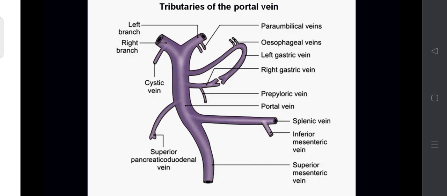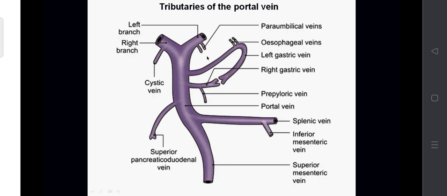This figure shows the tributaries of portal vein. Here we have portal vein formed from superior mesenteric and splenic vein. Here is the right gastric vein draining the blood from the stomach, left gastric vein draining the blood from the stomach. Both these are the direct tributaries of the portal vein.